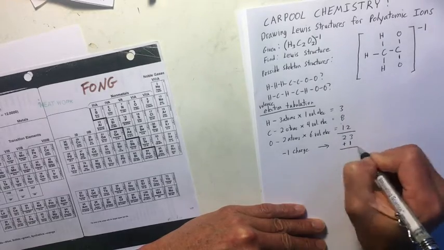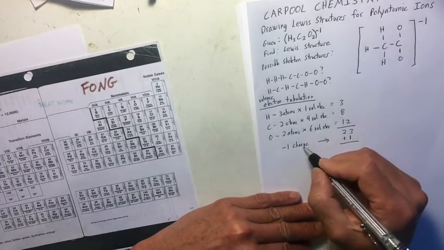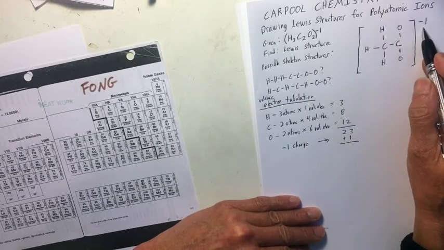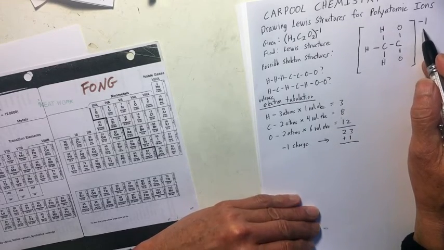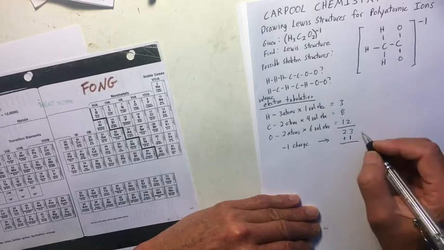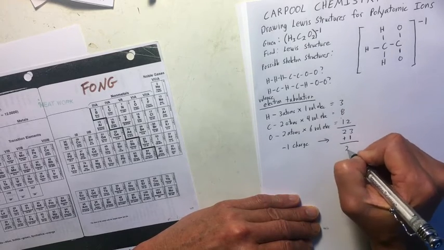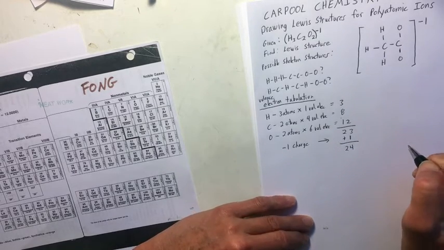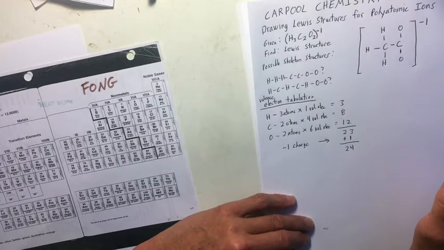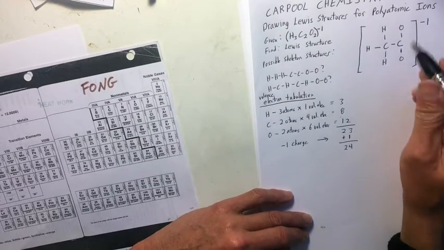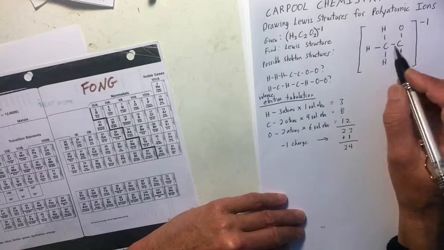Now don't memorize this, but think about what it means to have a -1 charge. It must have gained an extra electron, and that's how we add 1 electron there. So we have 24 electrons to work with. That is 24 pieces of glue holding this together. Is that enough? Well, let's find out.